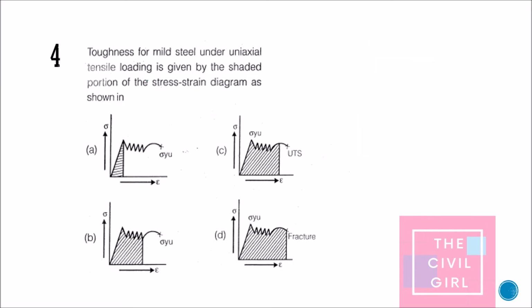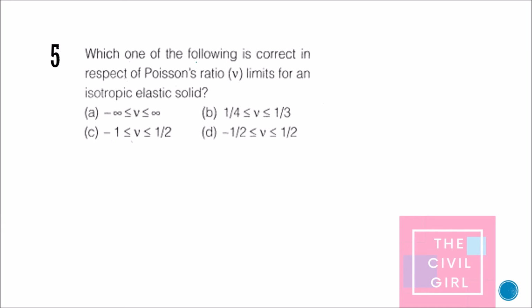Next question. The toughness for a mild steel rod under uniaxial tensile load is given by the shaded portion of the stress strain diagram as shown in which one? Since they have asked for toughness, the answer is option D. We know that toughness is considered till the fracture. But if it had been resilience, then the answer is option A, because for resilience we take only till the elastic limit. Next question: which one of the following is correct for the Poisson's ratio's value? We know the maximum value for Poisson's ratio is 0.5 and the minimum is -1. Therefore, the answer is option C.